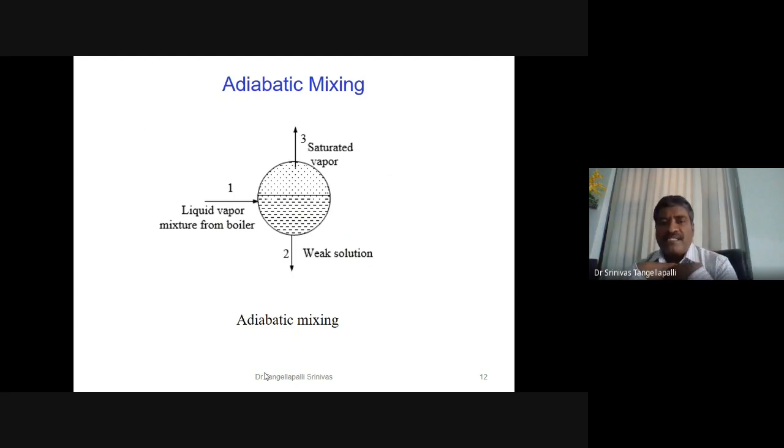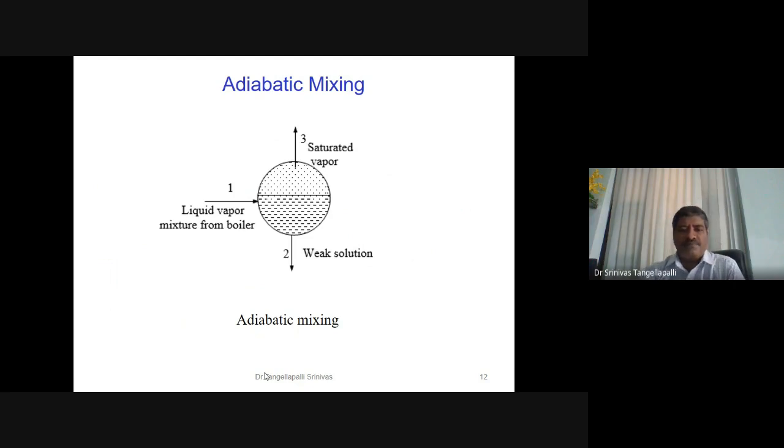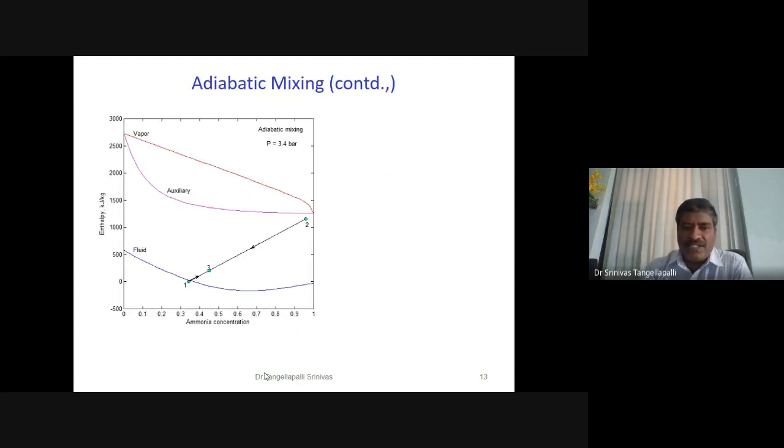The mixing process is more or less the same, actually the opposite. Separation means A and B are separated physically. Mixing means the two fluids A and B are mixed together. Sorry, this figure is not updated; this is separation I am showing. I will change this figure. Let me show the mixing. There are two fluids, 1 and 2, mixed together, and you get the mixture at 3.